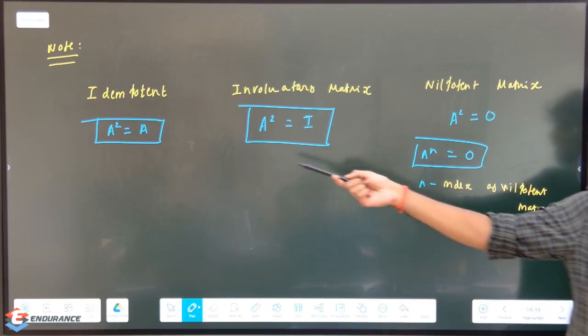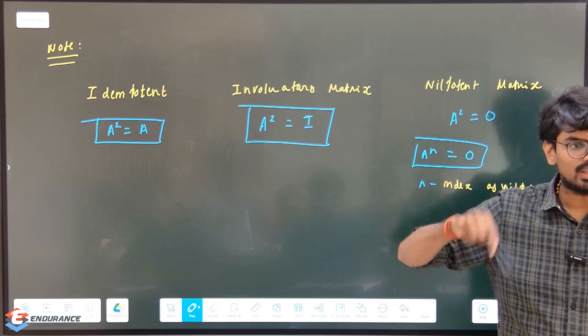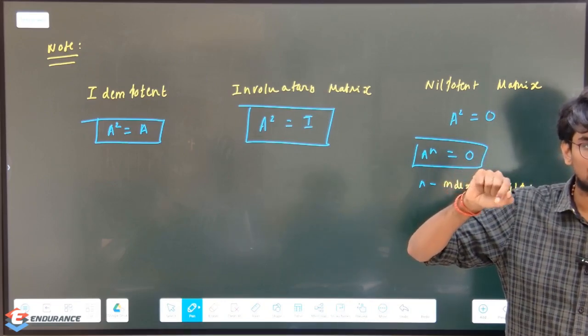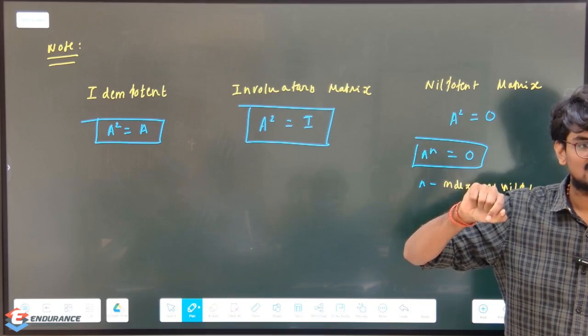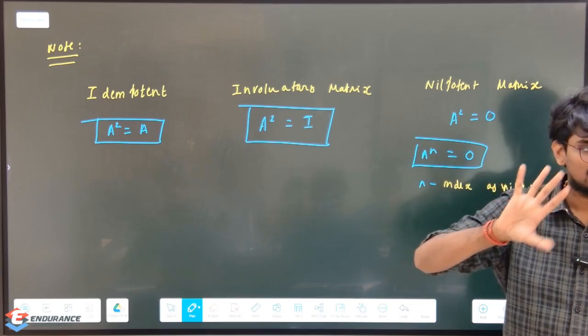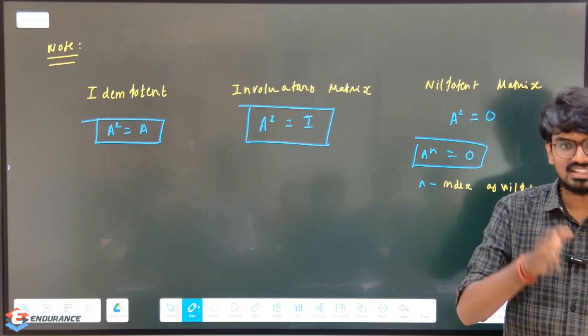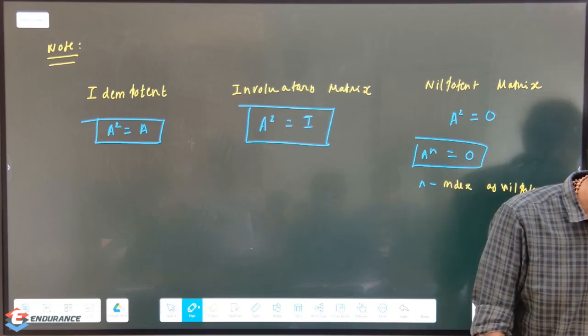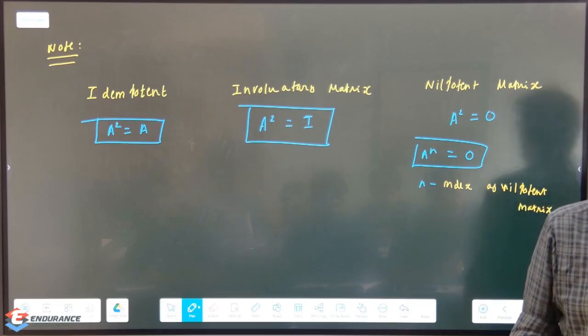See, for a square matrix, can I directly square all the terms? In a square matrix, can we square each term? I need to do A into A, just remember that. A square means I need to multiply A 2 times, A cube I need to multiply 3 times, A power 4 I need to multiply 4 times, etc.